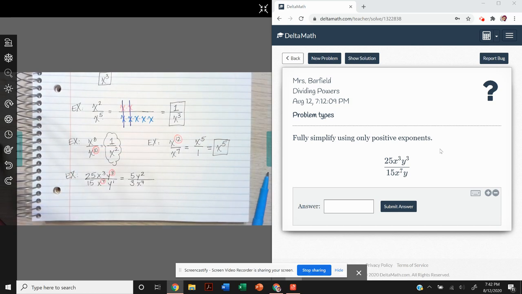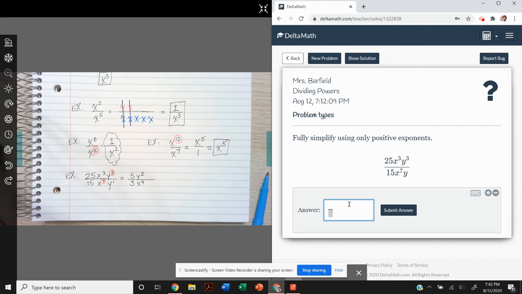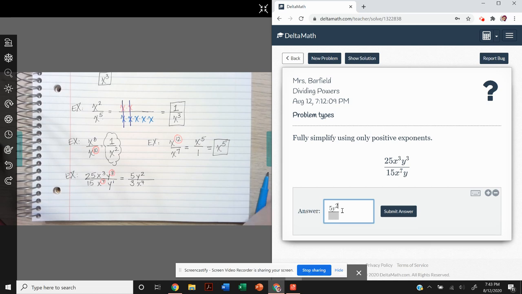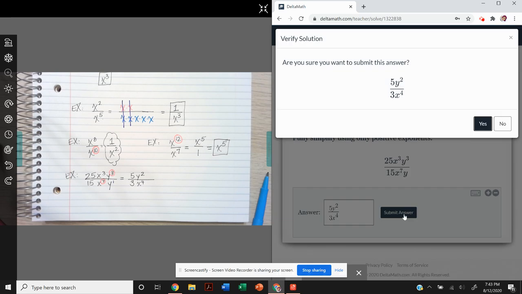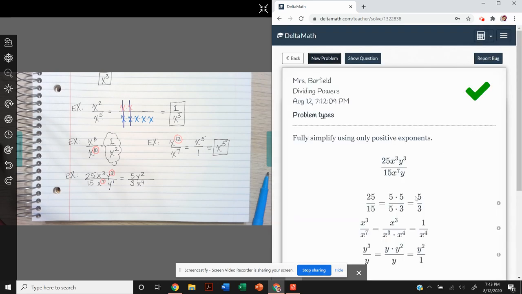All right, now let's talk about typing it in. If I type in the division sign first, that slash is going to give me that fraction, that numerator, and that denominator. So I'm going to do 5y squared, then on the bottom, 3x to the 4th. Submit my answer. Yes. Got my green check.